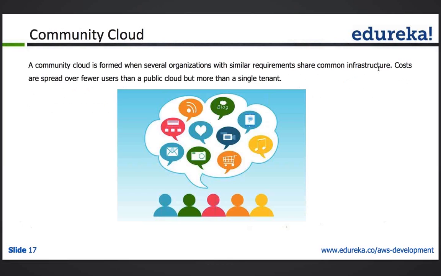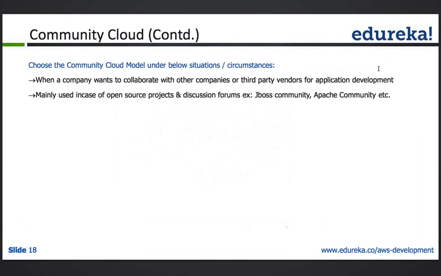And in my experience, I've seen some examples of this. For example, universities coming together to set up a common catalog of the books in their libraries, right? So this is one example that I have seen. And on this slide you can also see there are some examples mentioned, especially around open source projects. All right, so this completes our discussion on the deployment models for cloud computing.